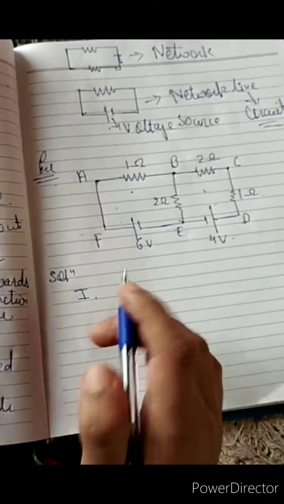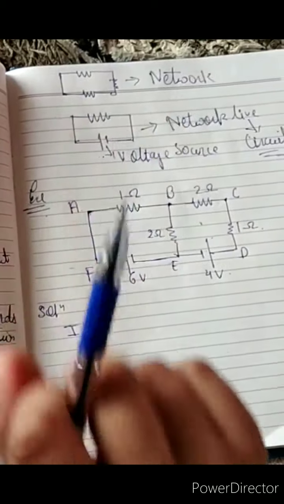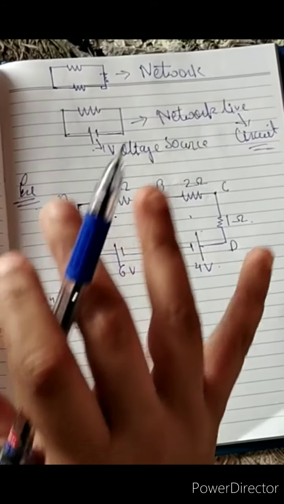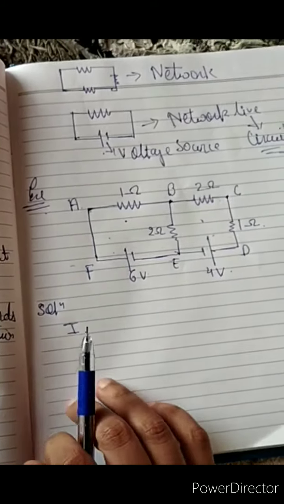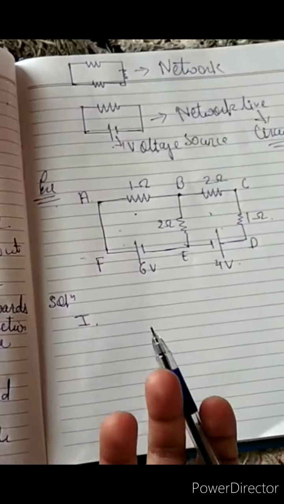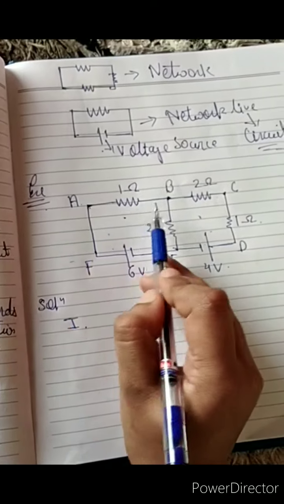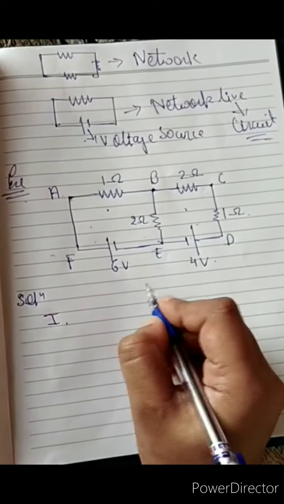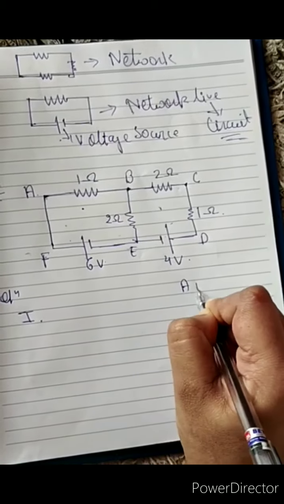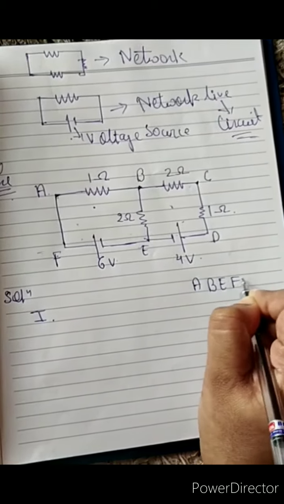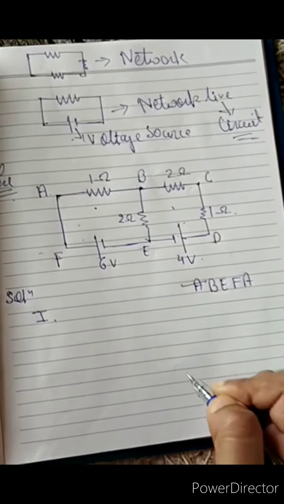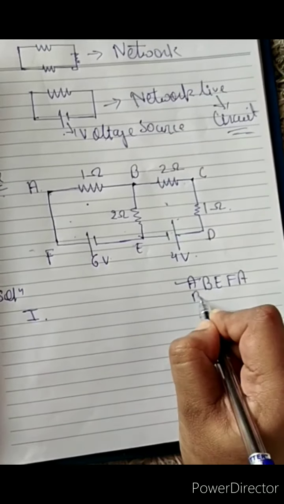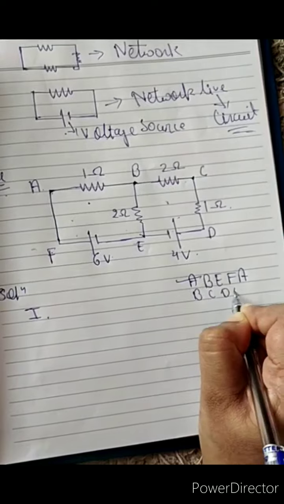Right now we have two closed circuits. First you have to choose a closed circuit. If you ask me how many closed circuits I'm getting, the first is A, B, E, F and A. This is my first closed circuit. The second closed circuit will be B, C, D, E and B.